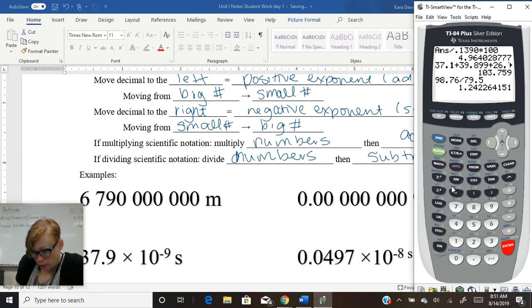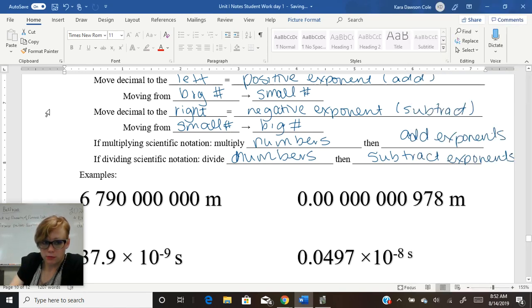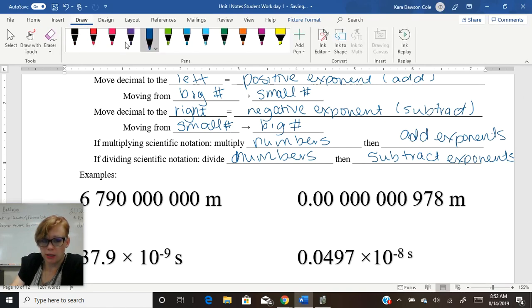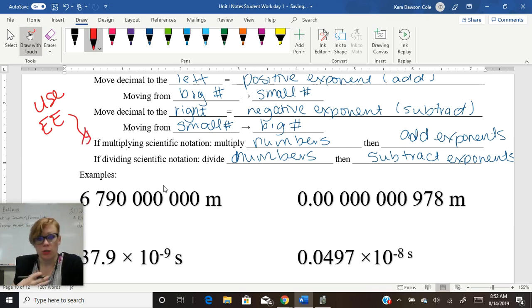If you are multiplying and dividing, there is a button right here on the TI-84. It's the EE button. You are going to use the EE button whenever you do calculations with scientific notation. Most all calculators, including the ones in my classroom, still use the EE button. Don't plug in number times 10 raised to whatever power. That sometimes messes up your answer, okay?